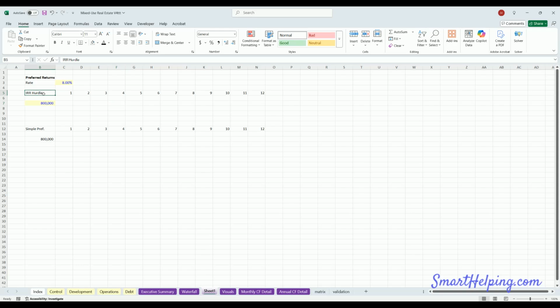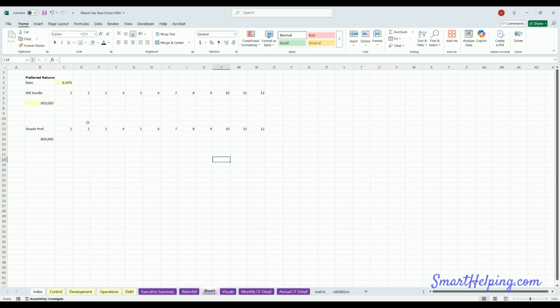An IRR rate is time weighted. A simple pref is not. So when I go to calculate how much is due in month one, remember an IRR hurdle is solving for an 8% internal rate of return. Meaning if I discount these values back to zero, I'd have to discount them by this rate in order to get to zero. So we're going to calculate how much is due to get that, and you'll see the differences.